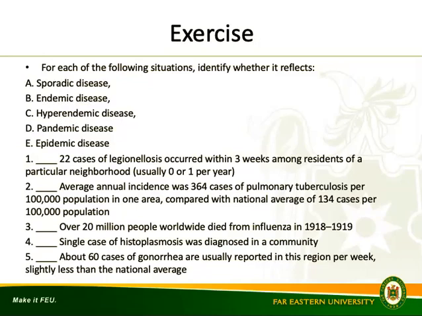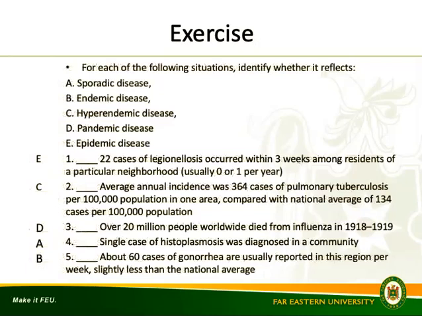Okay, so we're able to answer. Now let's look at the answers to this exercise. For number one, wherein 22 cases of legionellosis occurred within 3 weeks among residents of a particular neighborhood, the answer is epidemic, because there is a sudden increase in the number of legionellosis cases occurring within the period of 3 weeks among the residents. And that's quite a significant number already.